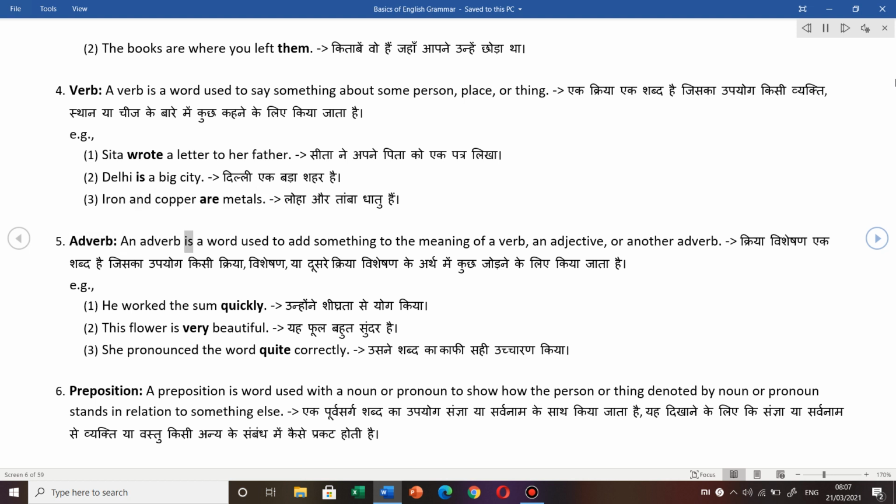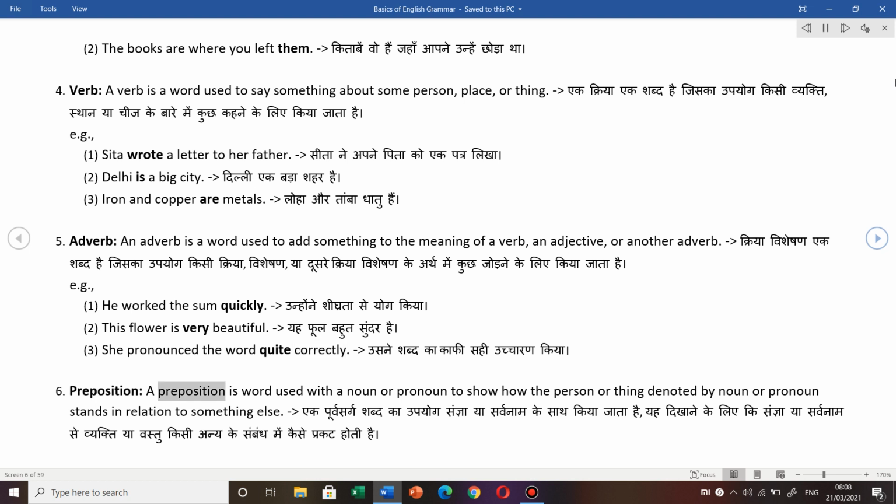Adverb. An adverb is a word used to add something to the meaning of a verb, an adjective, or another adverb. For example, he worked the sum quickly. This flower is very beautiful. She pronounced the word quite correctly.